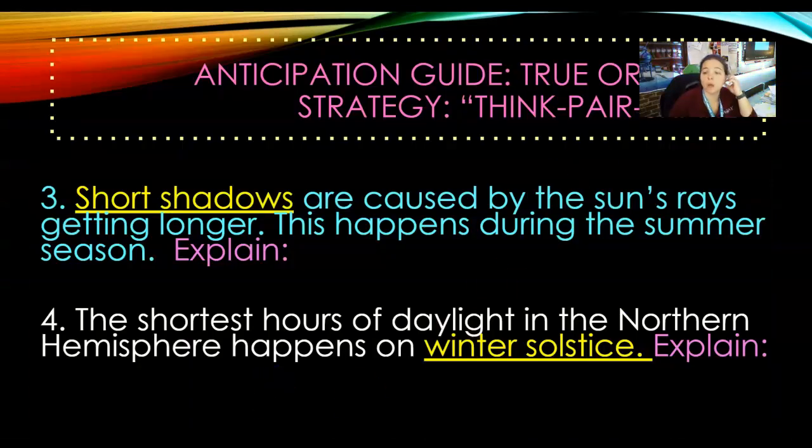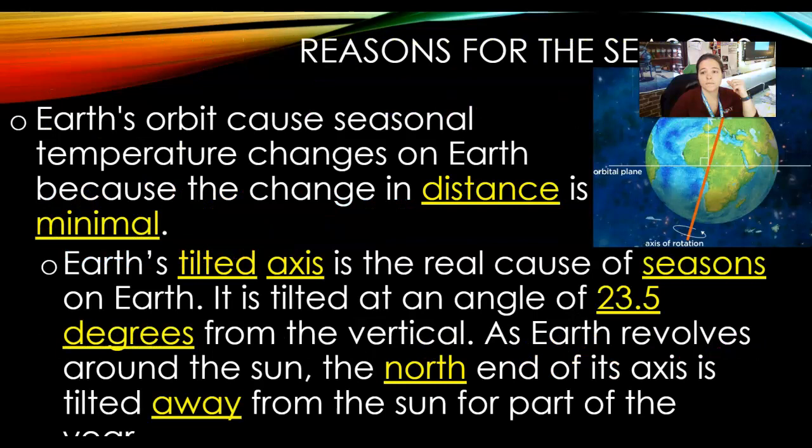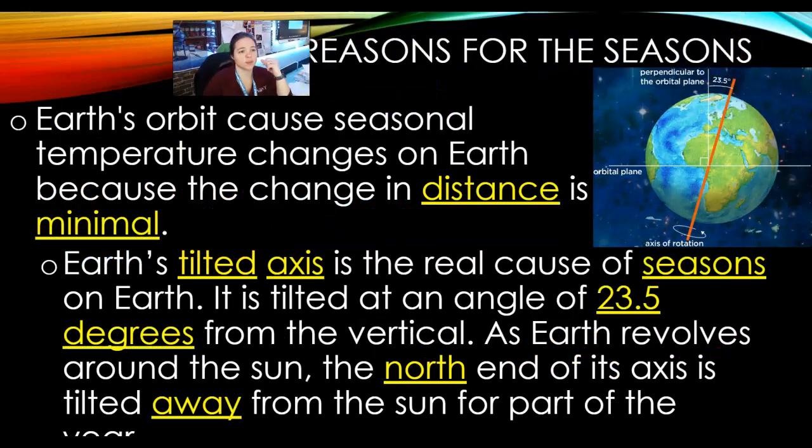All right. You're going to flip to the anticipation guide, page 2. Remember, true false on the left-hand side, on the before side. Short shadows are caused by the sun's rays getting longer. This happens during the summer season. True false. Number 4, the shortest hours of daylight in the northern hemisphere happen on the winter solstice. True false. All right. Let's get to it.